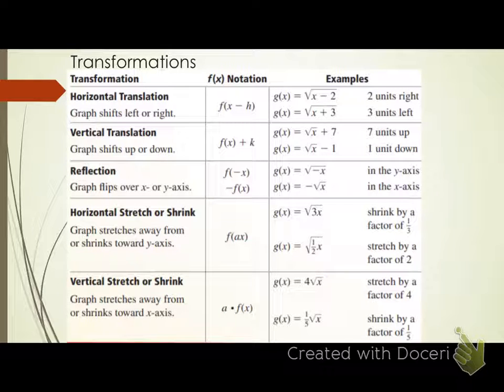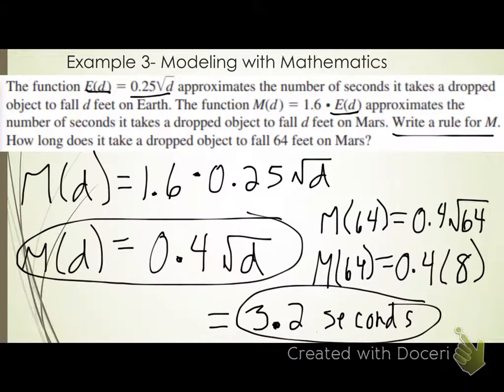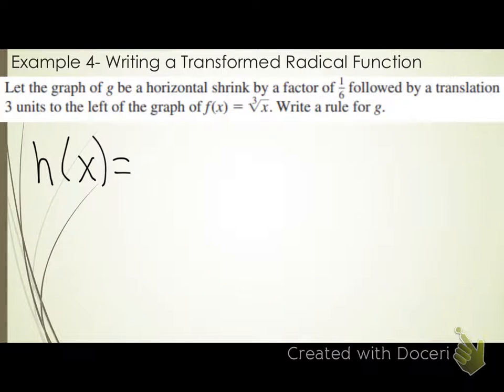Remember, for horizontal stretches and shrinks, it's 1 over a. So it's by a factor of 1 over 6, correct? So the a value is 6. So I'm doing f of 6x. Does everyone see that? So what am I replacing with x in my function?